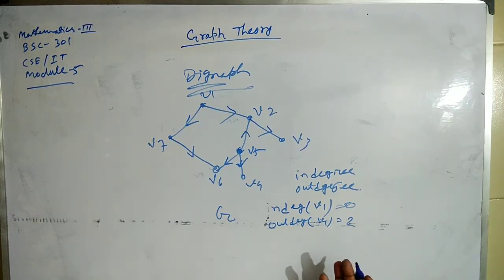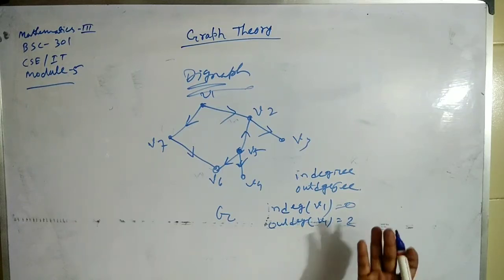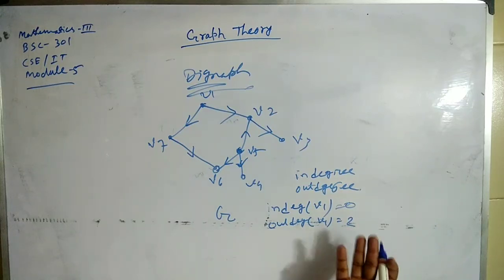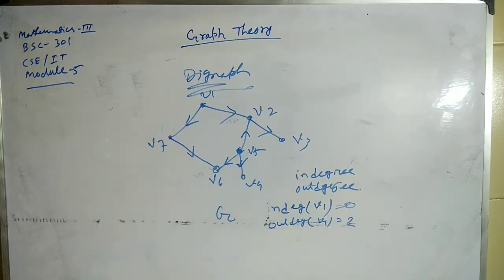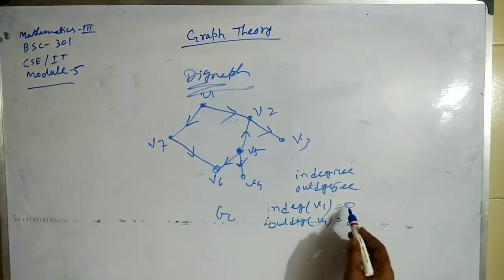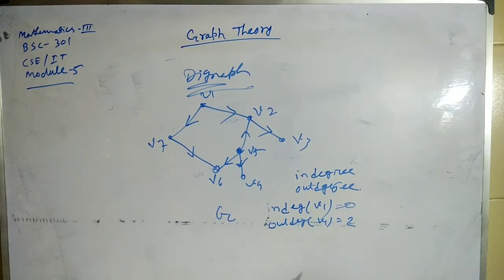Now if we add the in degree and out degree of some vertex, you will get the degree of that vertex corresponding to the undirected graph. If you remove all the directions from the graph, then it will be an undirected graph, and then the degree of V1 will be 2. So in degree plus out degree, 0 plus 2, is equal to 2. So in degree plus out degree is equal to the degree of that vertex corresponding to that undirected graph.